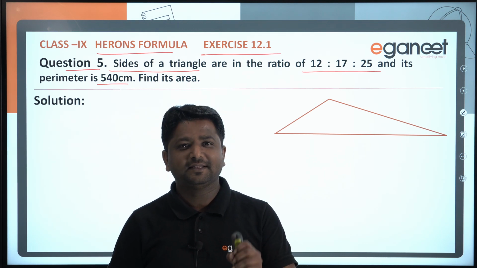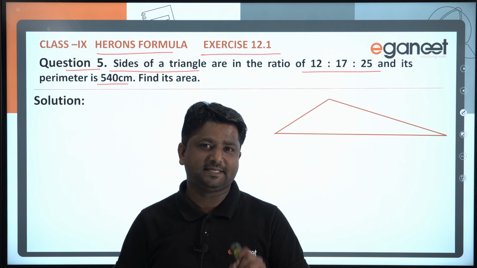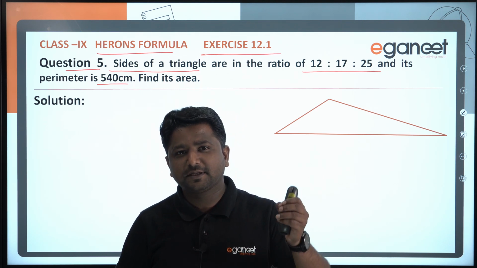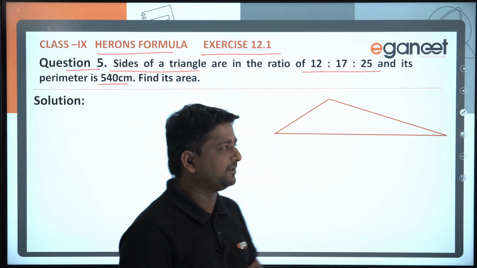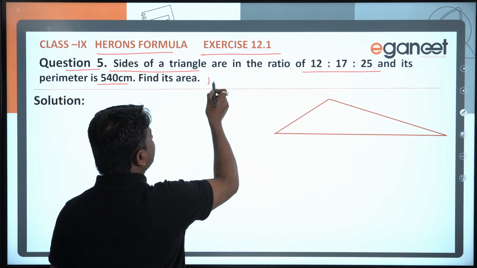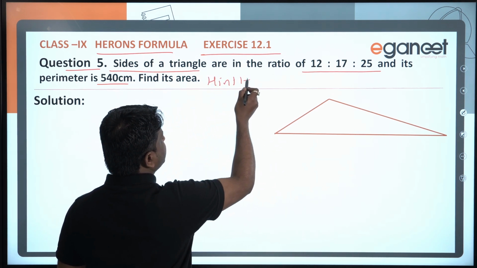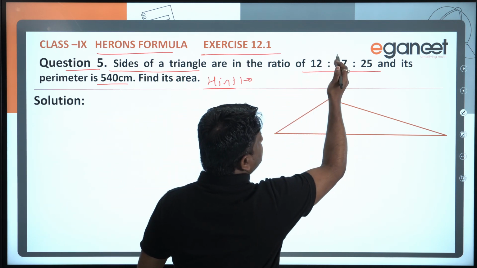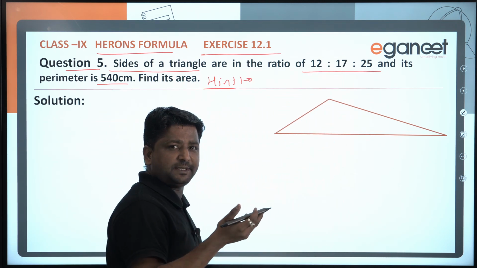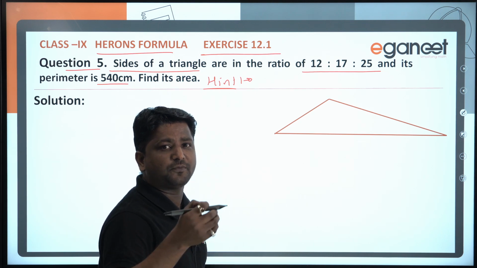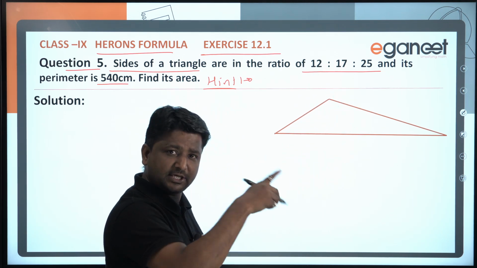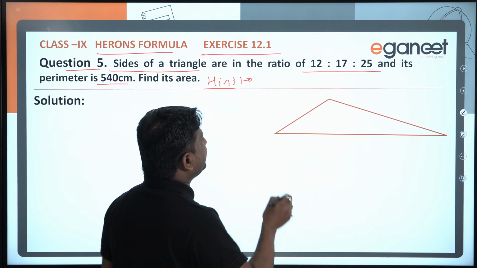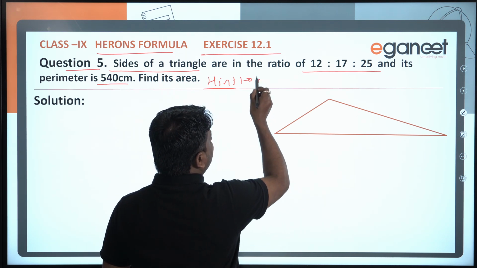We are given the ratio of all sides. It means we are given the ratio of measures of all sides, and the perimeter is also given. So what do we have to do? Let me give you the hint to solve this question. Now, what is perimeter? It is the sum of all sides. Now we don't have the sides, so what will we do? The ratio is given, so just multiply it by a common multiple. So this is your hint 1.